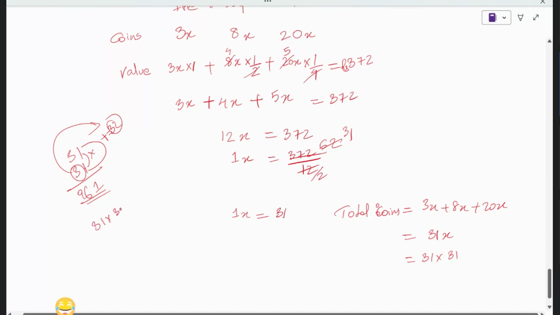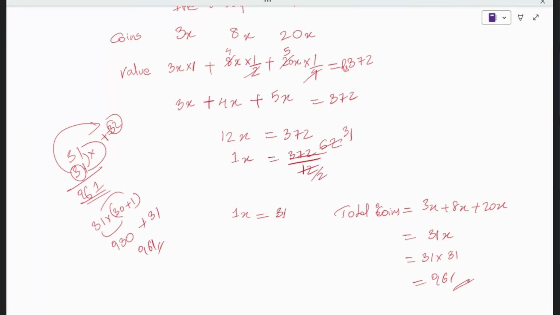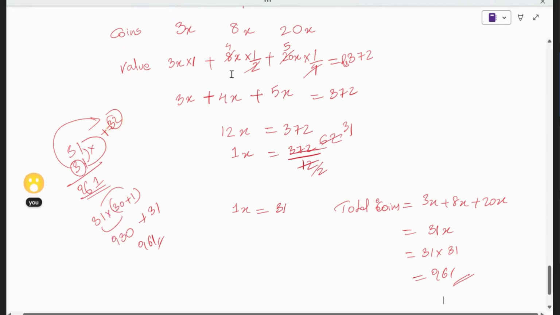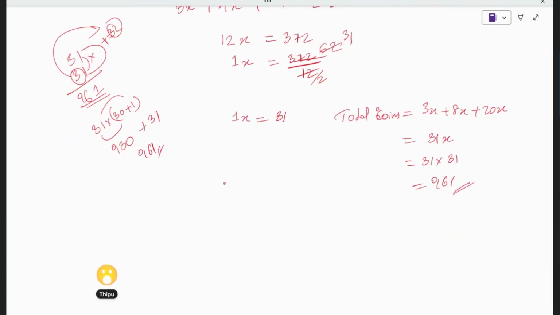Alright, no harm, again: 31 into 30 plus 1. This will give us what? 930, plus 31 into 1 will give us 31, plus 961. So can we say 961 coins? So this will be the answer. However, let's check whether we are getting 372 rupees or no. All right, so let's check.